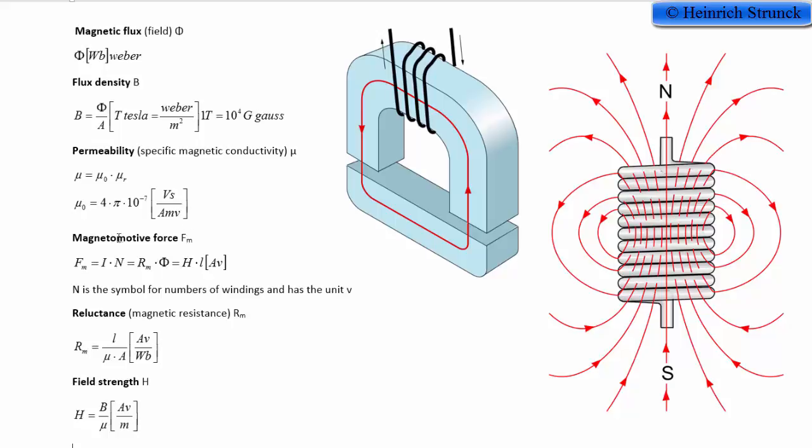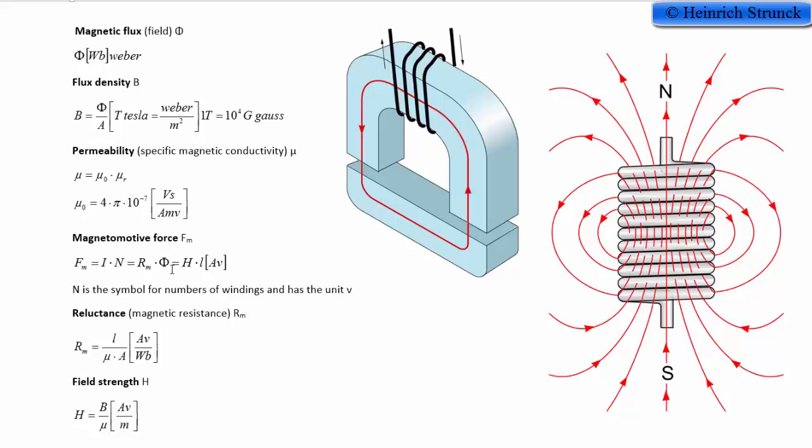Then we have the magnetomotive force, F for force and M for magnetomotive. There are many ways to calculate the magnetomotive force. For example, we can say it is I multiplied by N, and N is the symbol for number of windings and has unit V. Over here we can see it has a number of windings, and this one has 1, 2, 3, nearly 4 windings. So we just multiply the number of windings and the current in the wire. Then we get the magnetomotive force for the coil.